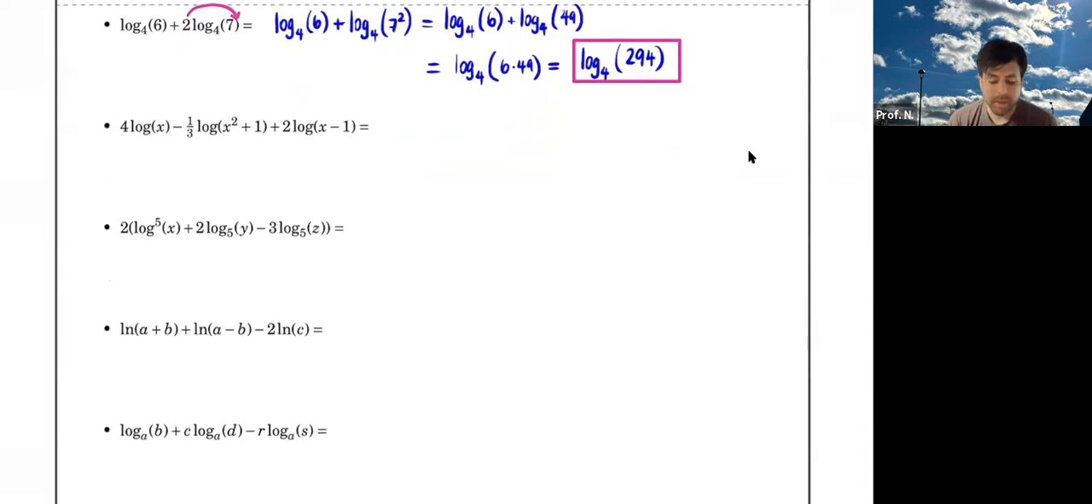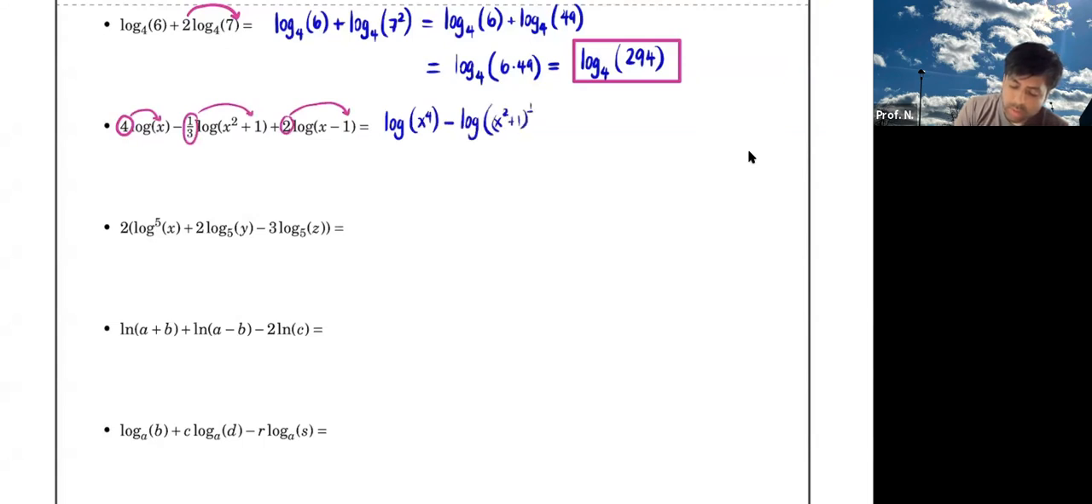But now let's look at the next one. So again, what do we have here? We have 4 log x minus 1/3 log of x squared plus 1 plus 2 log of x minus 1. So I have a whole bunch of numbers in front of the logs, right? So that means I can put the 4 right back in. The 1/3, put it right back in. The 2, put it right back in. So then this is what I have. I have log of x to the 4th, and then minus log of (x squared plus 1) to the 1/3, plus log of (x minus 1) squared.